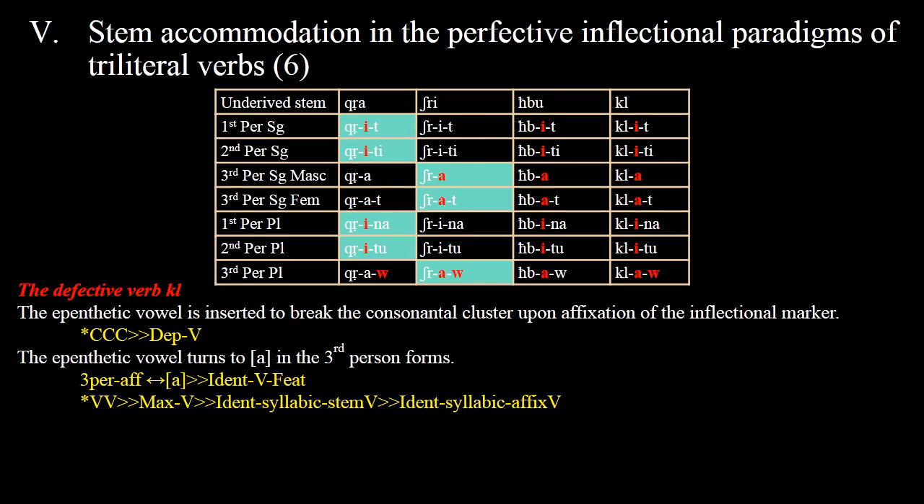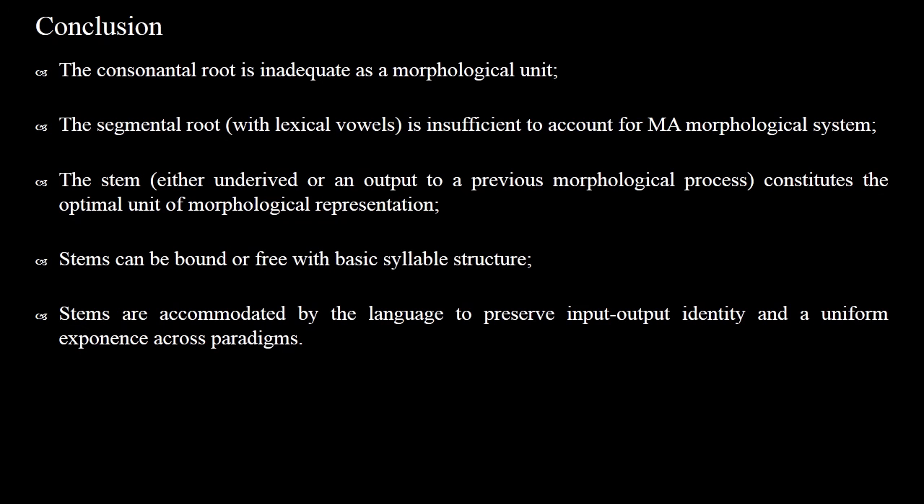The epenthetic vowel is inserted to break the consonantal cluster upon affixation of the inflectional marker. The epenthetic vowel turns to an a in the third person forms. Finally, the hiatus situation resulting from the suffixation of vocalic material to the vowel-final stems like kra, hba, shra is solved by the affix vowel devocalization. This is secured by the ranking of the feature faithfulness constraints of the stem vowel over the one.